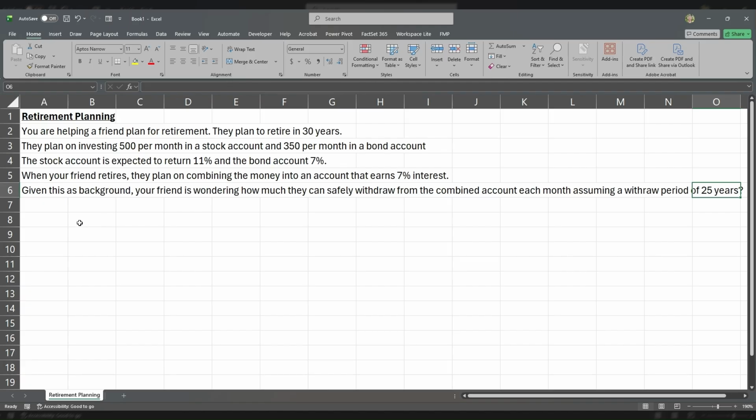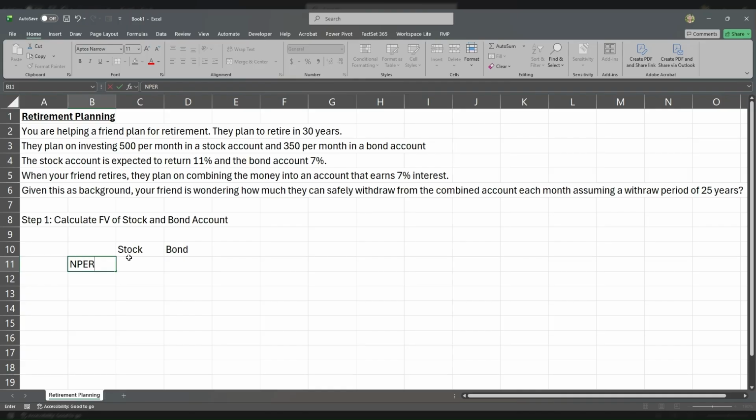So here, step one is to calculate the future value of the stock and bond account. I'll put the variables on the left, going one at a time based on what we're given. We're given 30 years. That would be the N or NPER in Excel, N on your financial calculator, which is going to be 30 for both.